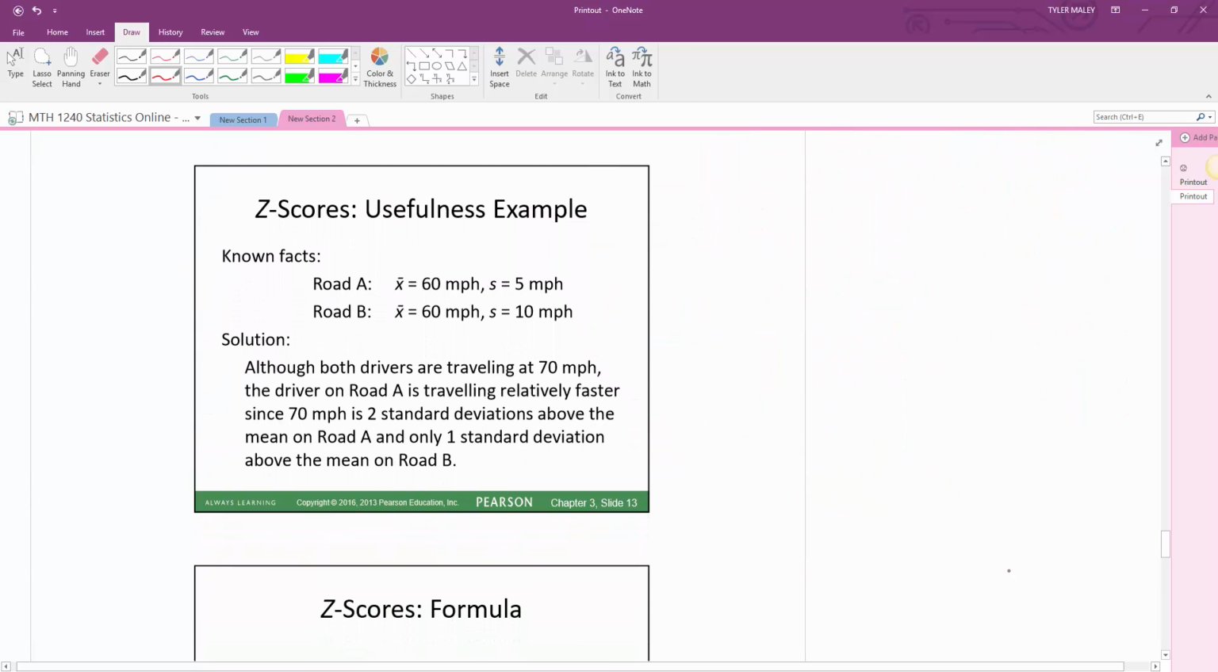So on the next slide, we have the solution. Although both drivers are traveling 70 miles per hour, the driver on road A is traveling relatively faster, since 70 miles per hour is 2 standard deviations above the mean on road A, and only 1 standard deviation above the mean on road B, right? So road A is going relatively faster.